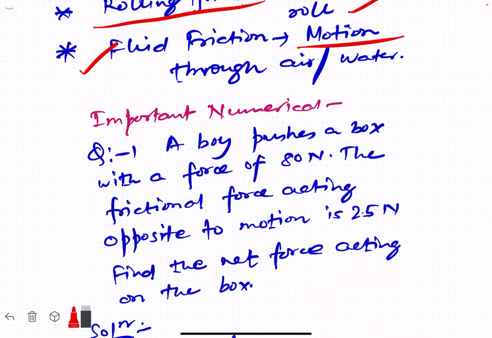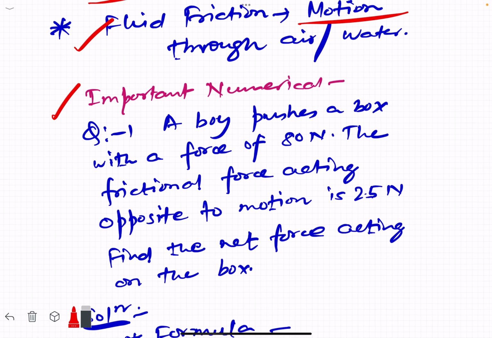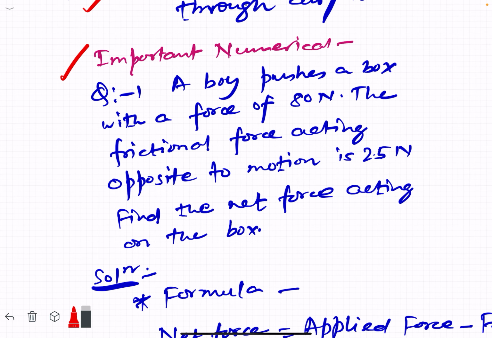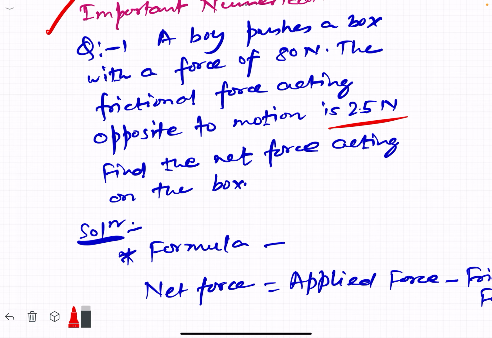Okay. Important numerical question number 1. A boy pushes a box with a force of 80 Newton. The frictional force acting opposite to motion is 25 Newton. Find the net force acting on the box.